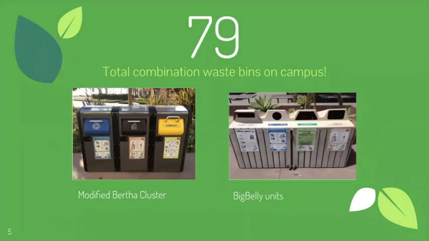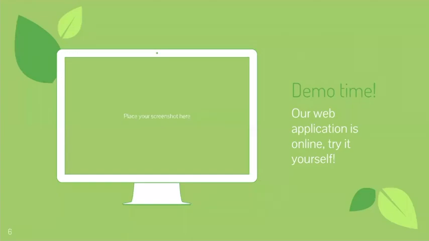So on UCSB's campus, there are 79 combination waste bins, and they look like these two images here. And what our app does is it allows you to take a picture of your specific waste, and it tells you which bin your specific waste belongs in. And then there's a map that shows you where the closest combination waste bin is so that you can just go and throw it away there. Now I'm going to pass it off to Nick, and he's going to go through the demo and the more technical part of our project.